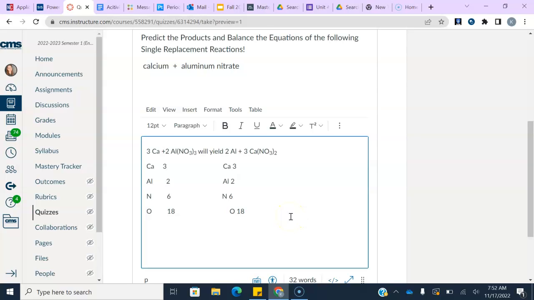So 3 calcium plus 2 aluminum nitrate will yield 2 aluminum plus 3 calcium nitrate. So we have 3 calcium, 2 aluminum, 6 nitrogen, and 18 oxygen. Okay, the biggest thing was just making sure that your formulas were correct for your ionic compounds, and then you just balance like normal. But if you guys still have questions, let me know and I will do my best to help.